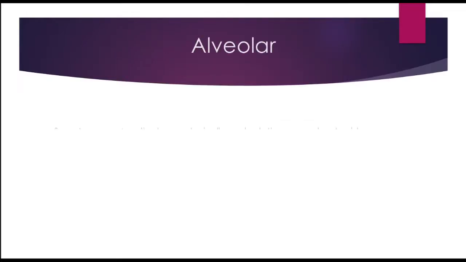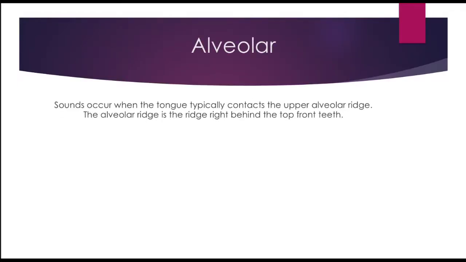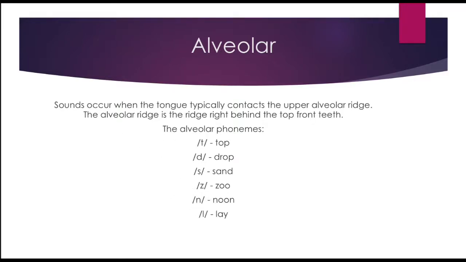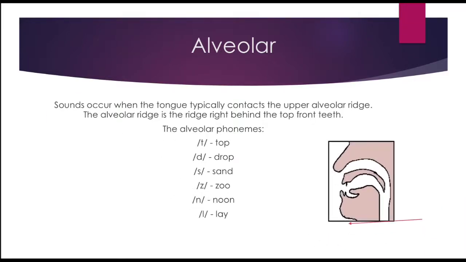Next are the alveolars. The alveolar sounds occur when the tongue typically contacts the upper alveolar ridge. The alveolar ridge is the ridge right behind the top front teeth, and if you stick your tongue up there, you can feel it. It's a little bit of a bump. And then we have, for those phonemes, t as in top, d as in drop, s as in sand, z as in zoo, n as in noon, and l as in lay. And here you can kind of see the general area of where your alveolar ridge is.